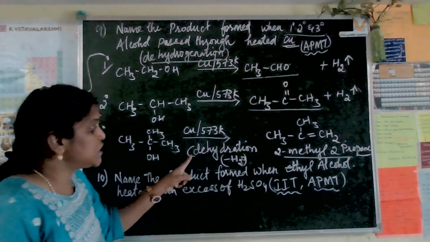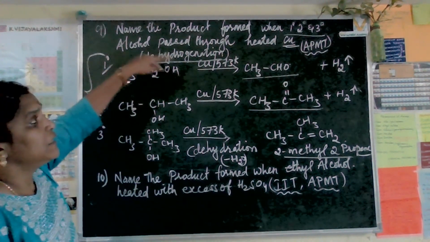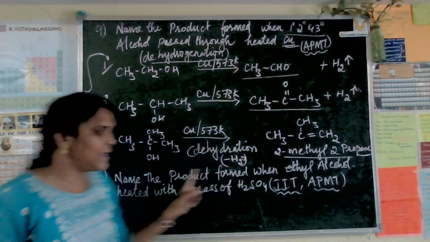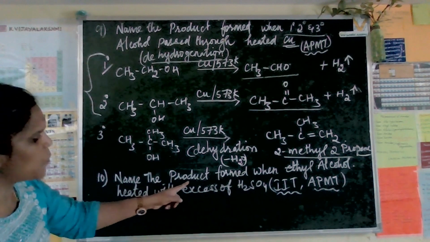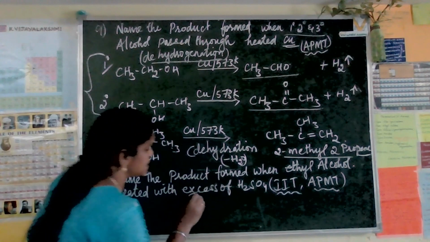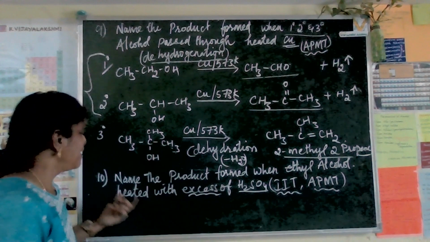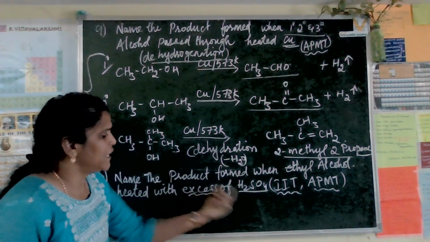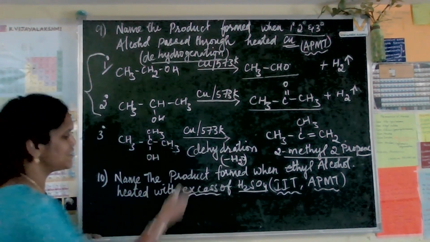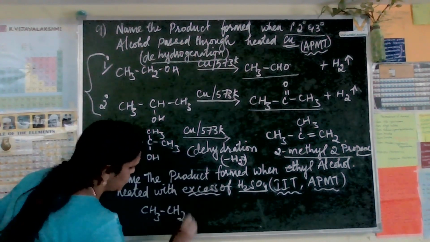So tertiary alcohol undergoes dehydration, whereas primary and secondary alcohols undergo dehydrogenation. Hope you understand this point very clearly. Yes, the next question: name the product formed when ethyl alcohol is heated with excess of H2SO4. The same point is repeated here. Alcohol, when heated with excess of the dehydrating agent H2SO4, gives alkene only. Ethyl alcohol is CH3CH2OH.